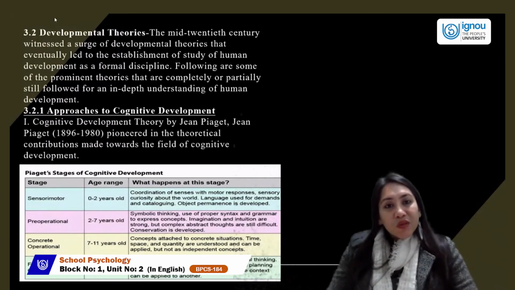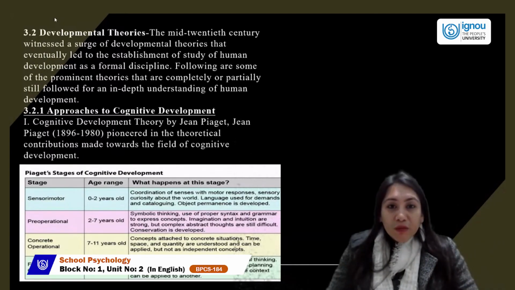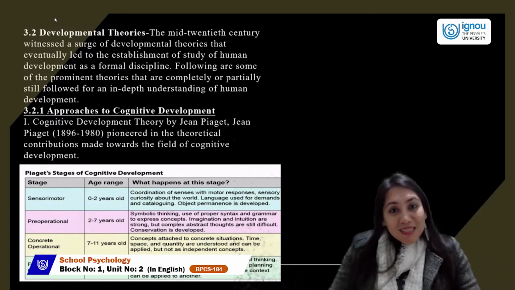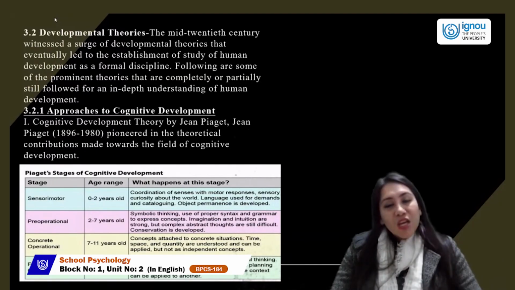Why doesn't it happen in winters? Whenever it rains, why does it get so dark? Where is the rainwater coming from? So why are there 12 months in a year? So you probably have so many questions because they're getting intuitive. Their abstraction is increasing at this point of time. Conservation starts developing at this point of time.